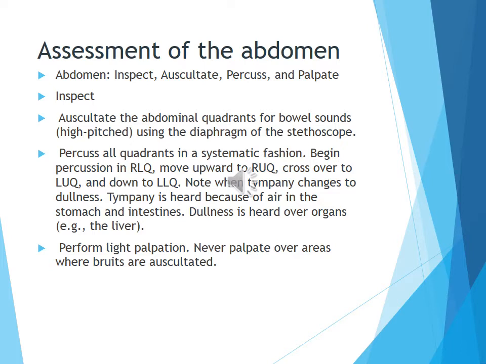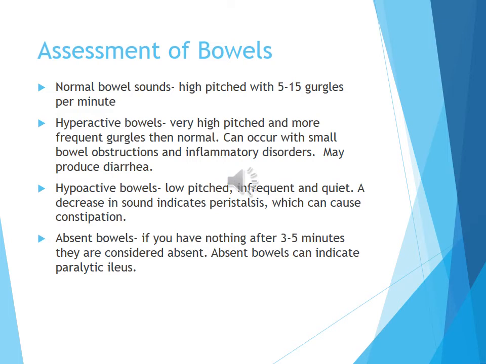According to the book, when you percuss, you want to begin in the right lower quadrant, then go to the right upper. So instead of actually going clockwise, they go counterclockwise. You want to note when tympany changes to dullness, because that means it's over the organs. That's a good way to understand where you are in regards to the liver. Otherwise, you're going to hear air, because that's air in the stomach and the intestines. And then you never want to palpate over areas where bruits are auscultated.